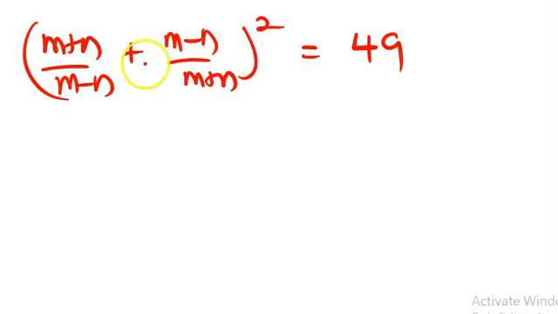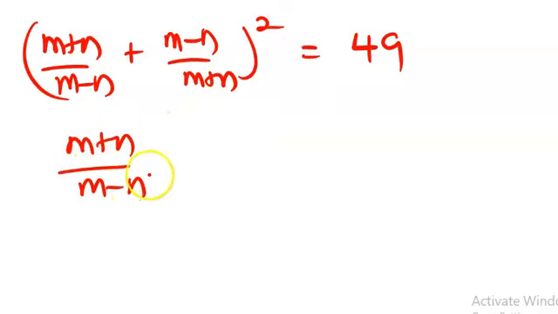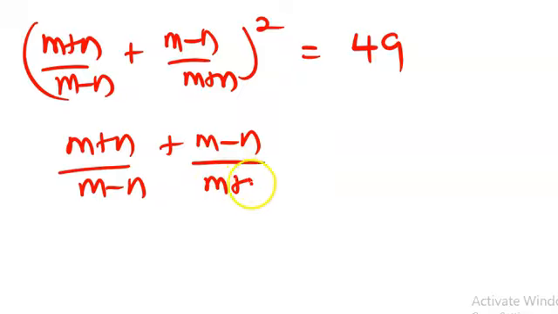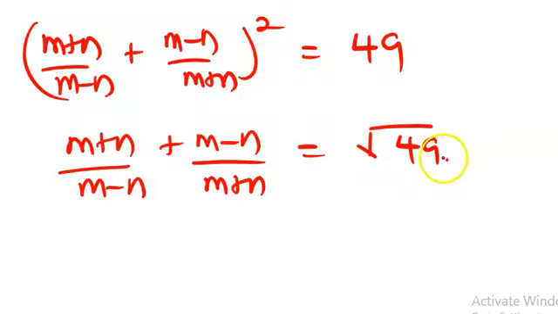If you want this one, we take the square root on both sides. Therefore (m+n)/(m-n) + (m-n)/(m+n) will be equal to the square root of 49, and that will be plus or minus 7.